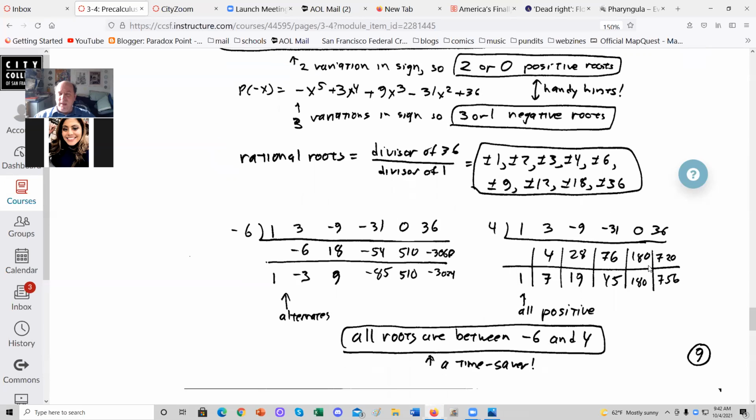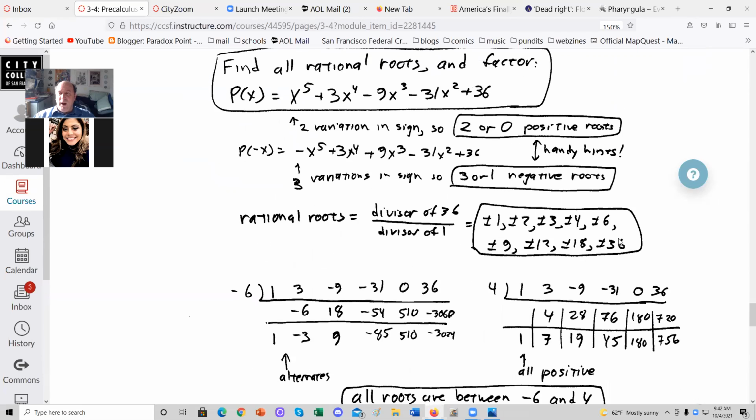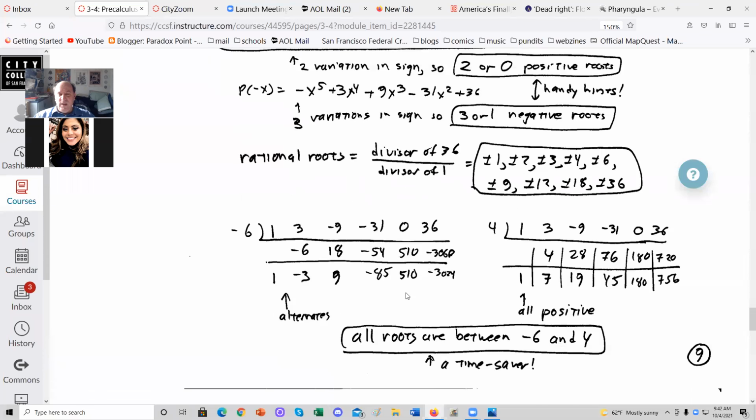18 possibilities. All right, let's try negative 6. After synthetic division, we get this here: 1, -3, 9, -85, 5, 10, -30, 24. It alternates, so any root is bigger than -6. Try 4, we get 1. After alternation, you get 1, 7, 19, 45, 180, 756, all positive. So any roots are less than 4. So there's 2 or 0 positive roots, 3 or 1 negative roots, and they're all between -6 and 4.